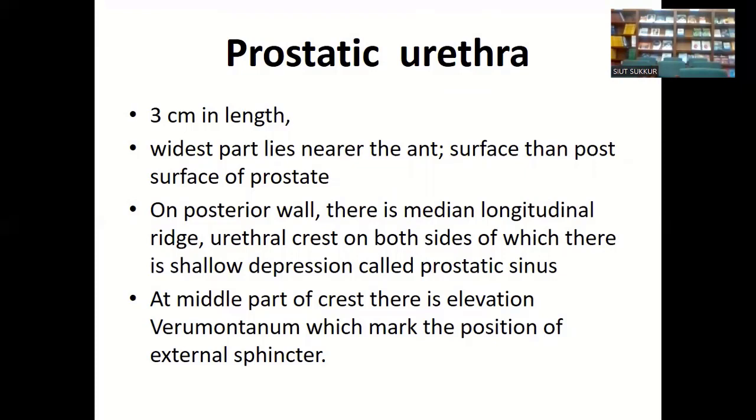A bit about the prostatic urethra. It is 3 centimeters in length, and it is the widest part, lying nearer the anterior surface than the posterior surface of the prostate. On the posterior wall there is a median longitudinal ridge, the urethral crest, on both sides of which there is a shallow depression called the prostatic sinus. At the middle part of the crest there is an elevation, the verumontanum, which marks the position of the external sphincter.